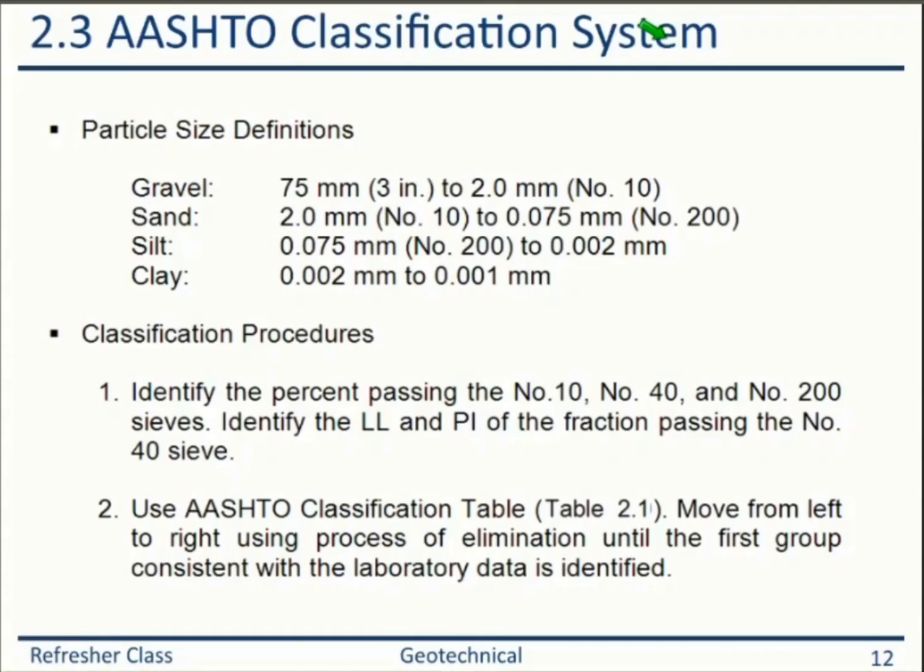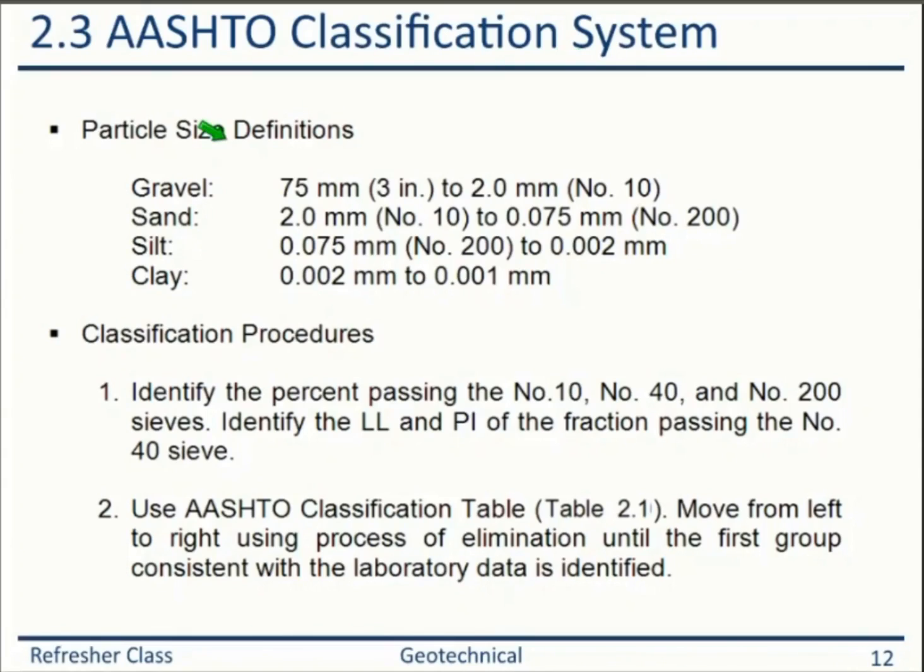This is the soil classification system adopted by the Highway Department of Transportation, so highway, federal highways. For roadway construction, the soil below the roadway will be classified based upon the AASHTO classification system, and every system has its own way of defining the particle size.